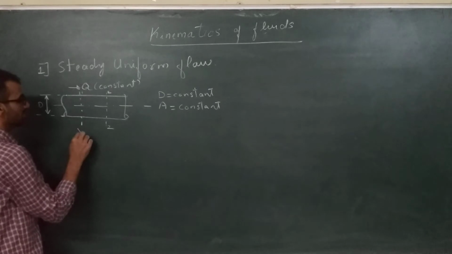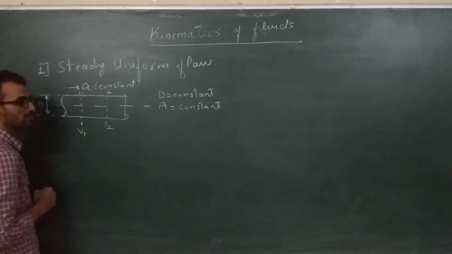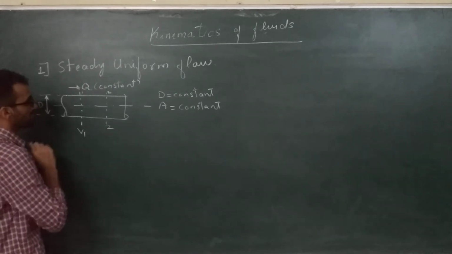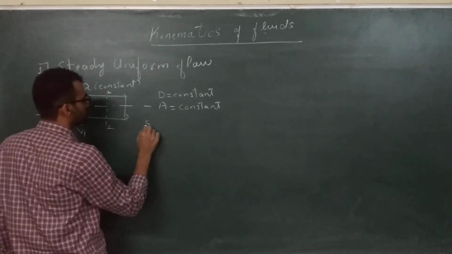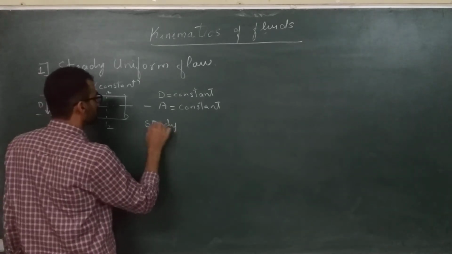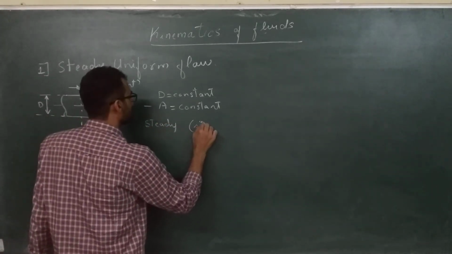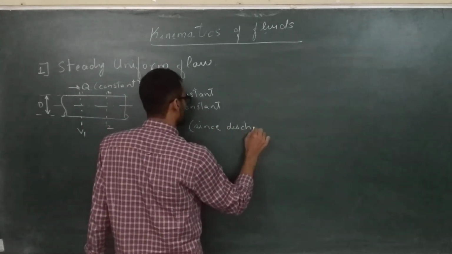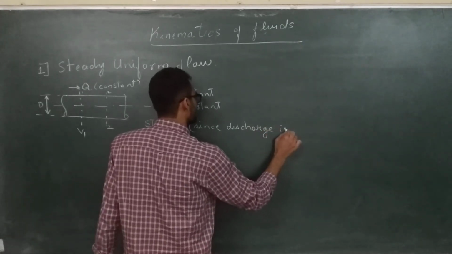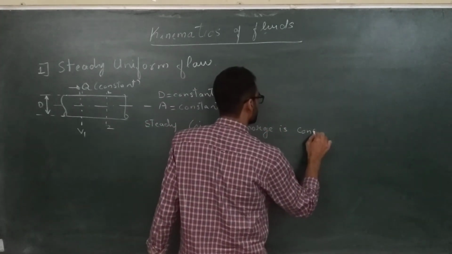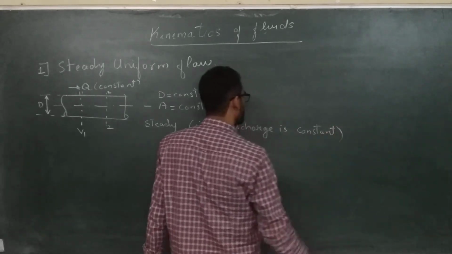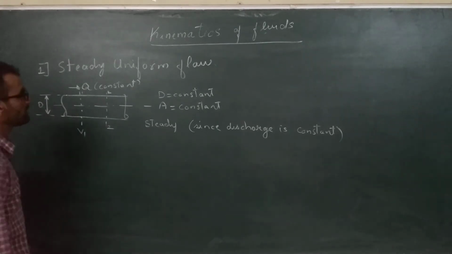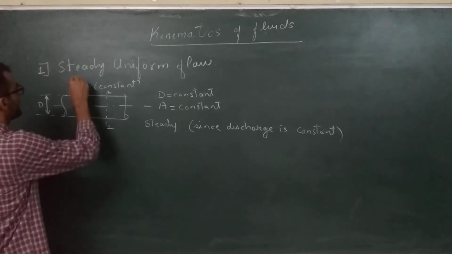So if here velocity is, let us say, V1, then it will not change with time because Q is constant. So V will also be constant. That means this flow is a steady flow, since discharge is not changing. Discharge is constant. So this type of flow is a steady flow, and it is also a uniform flow. So this has become steady now.